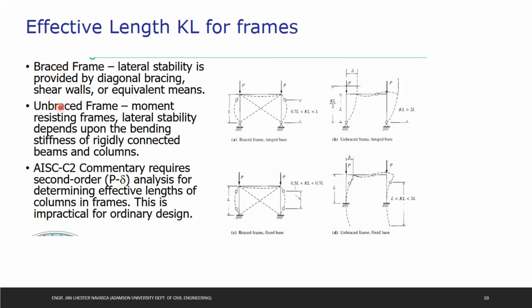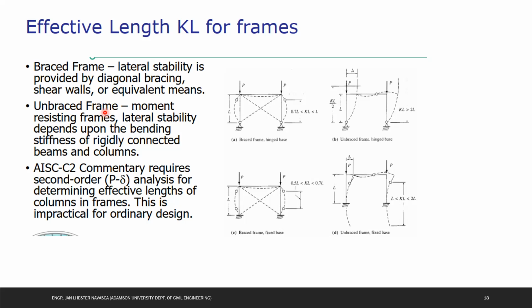And an unbraced frame, if we have moment resisting frames, the lateral stability depends on the bending stiffness of rigidly connected beams and columns. Based on the AISC commentary, it requires a second order P-delta analysis for determining the effective lengths of the columns in the frames. This is impractical for ordinary designs. So basically, a braced frame is where you add diagonal bracing, shear walls, and let's say a chevron bracing. So that is a braced frame.